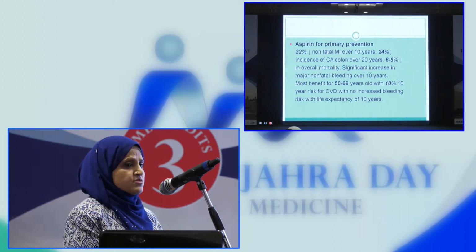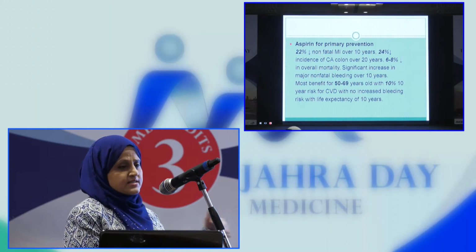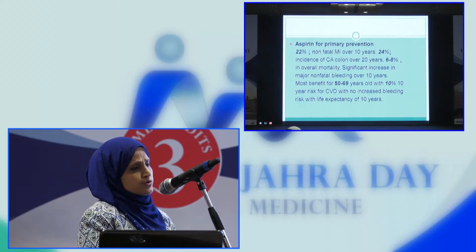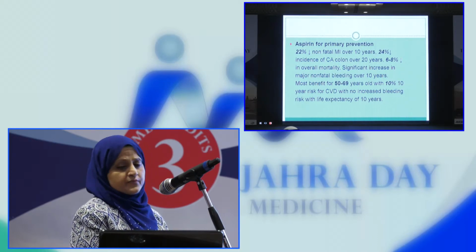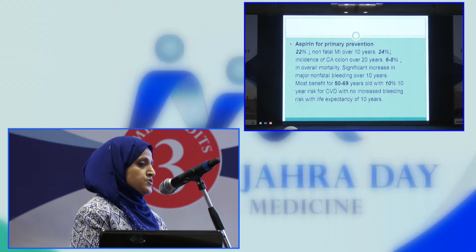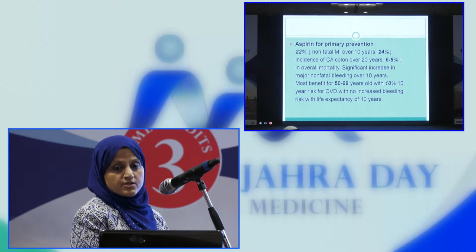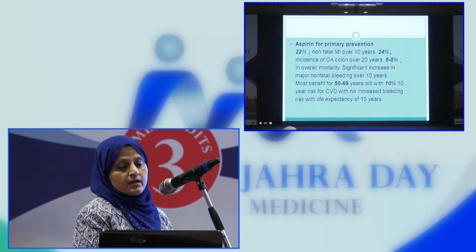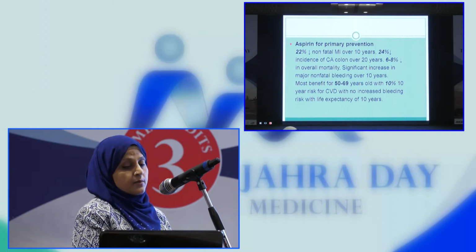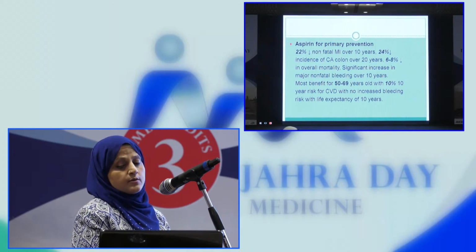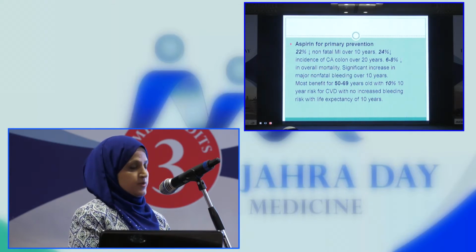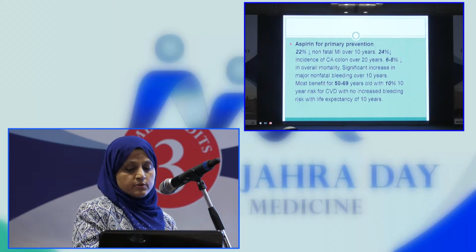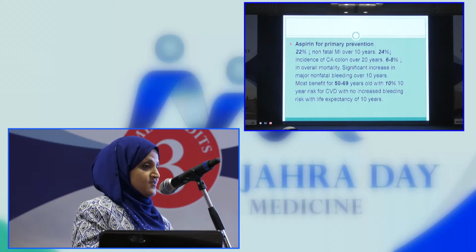Aspirin for primary prevention, I'm not going to spend too much time on this. It's like the younger people, it is known to decrease the risk of non-fatal MIs and colon cancer, but does increase the risk of bleeding, so that has to be kept in mind, especially gastrointestinal tract bleeding. It does help the overall mortality. Most beneficial between 50 to 69 years of age, and people who have a 10% 10-year cardiovascular risk, as we can calculate from the different tools that we have available, and their life expectancy should be 10 years.